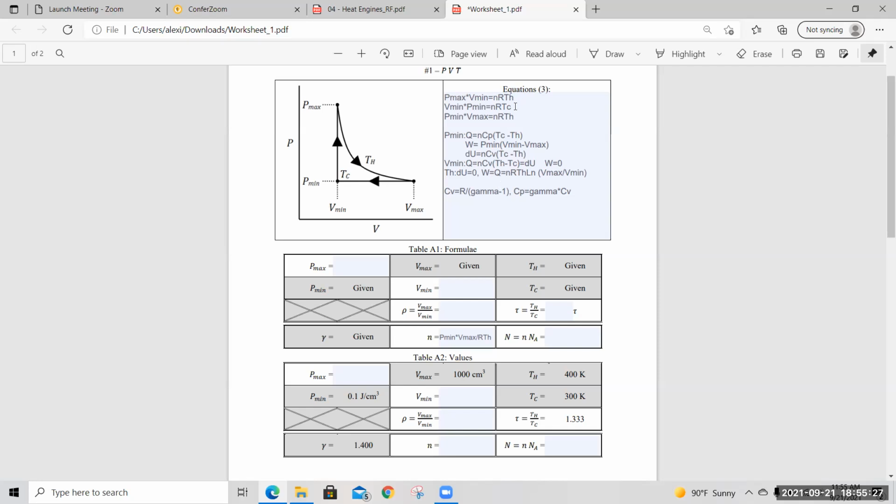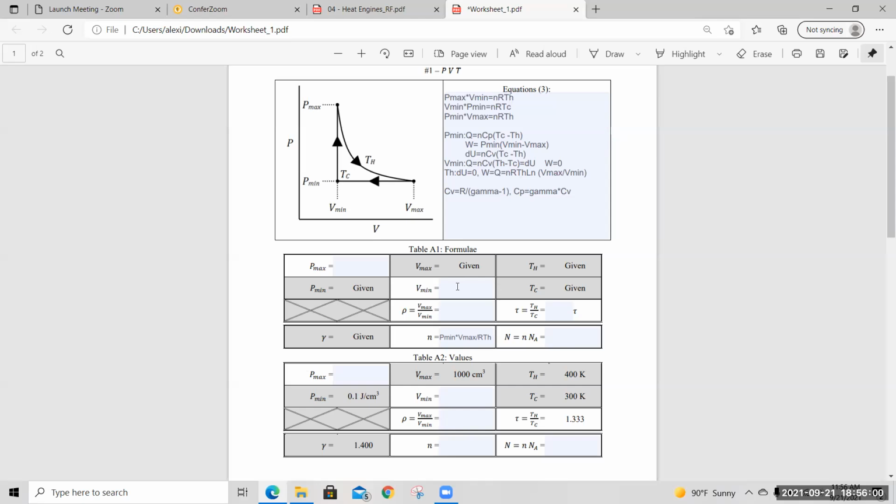The second equation now has Vmin in it, which we don't know. It has Pmin, which is given. It has N, which we just solved for. It has R, which is constant, and it has Tc, which is given. So everything is given, or we just solved for it, namely N. So we should be able to find Vmin. If we go to table A1, we should express Vmin now in terms of everything that we know.